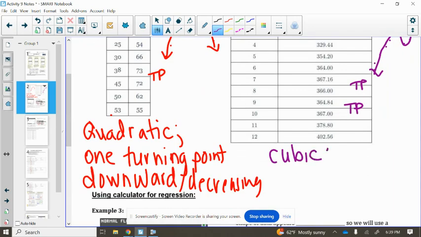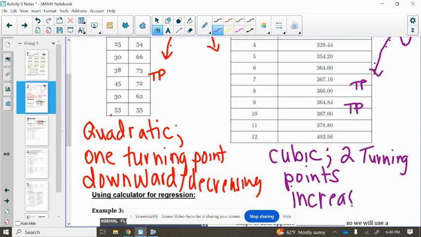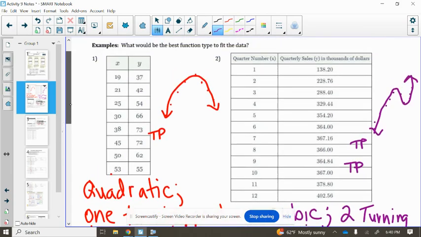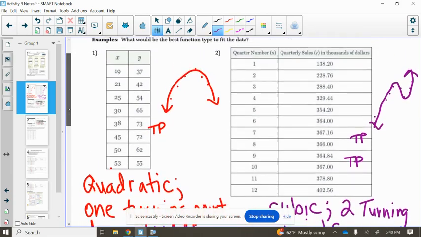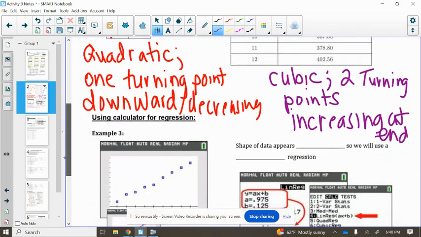And again, why would we say that? Well, there are two turning points that we're observing. And as we look at the end of this graph, it's increasing at the end, going up and appearing to be getting bigger as those x values continue onward.